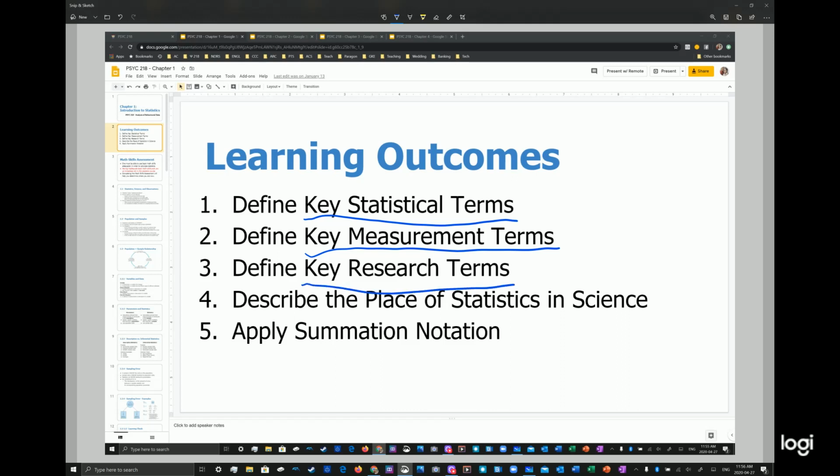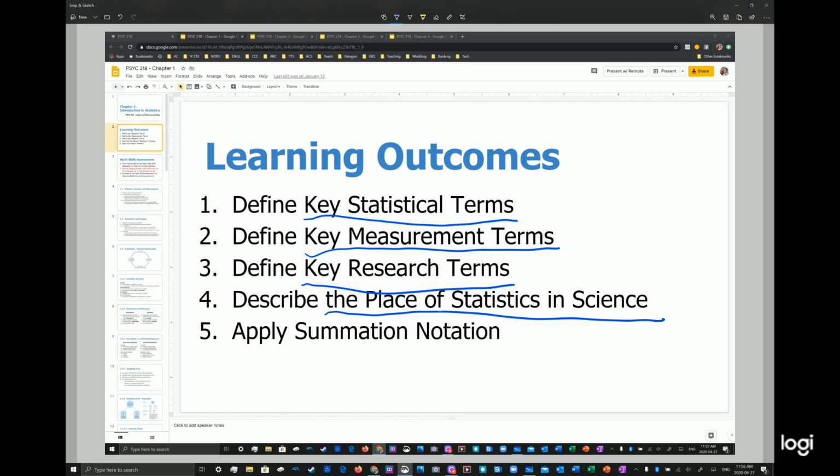3, we're going to look at key research terms. What sort of questions will we ask about people? And if you have taken other classes, one of the ways that we can describe psychology is the question, how do people study people? And so research helps us ask those questions, and statistics help us measure our answers to those questions. Number 4, we're going to describe the place of statistics in science.